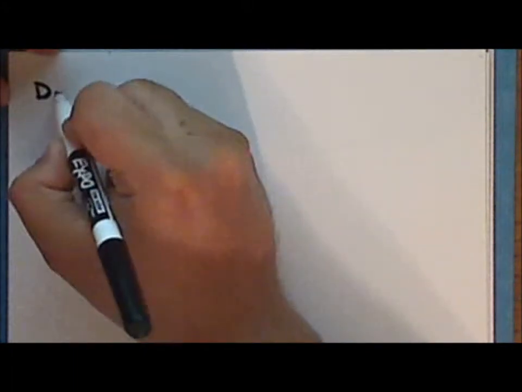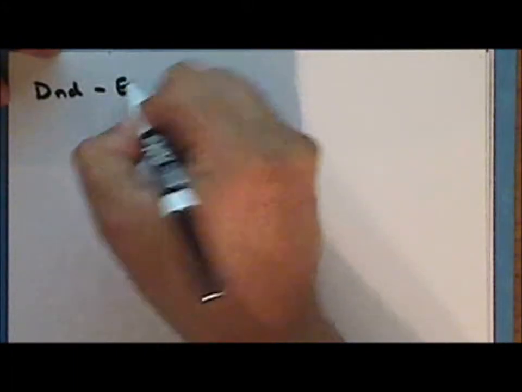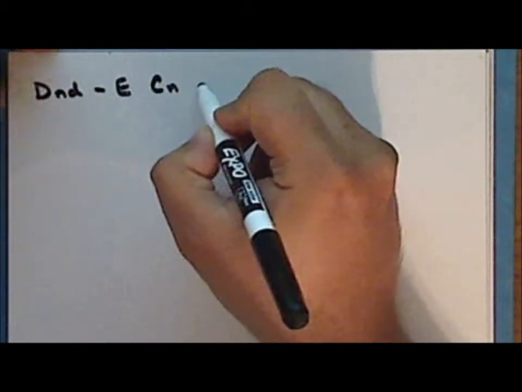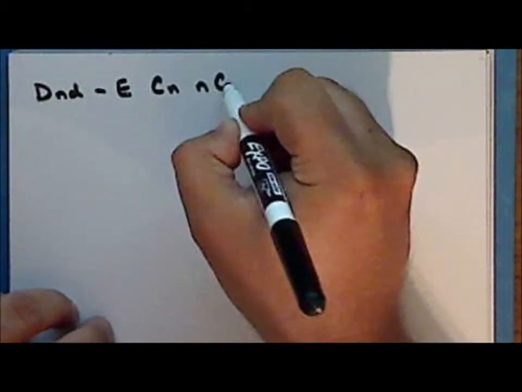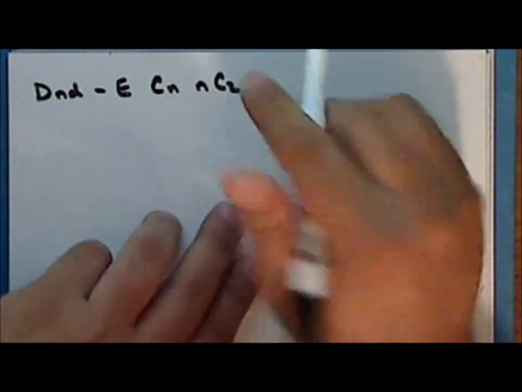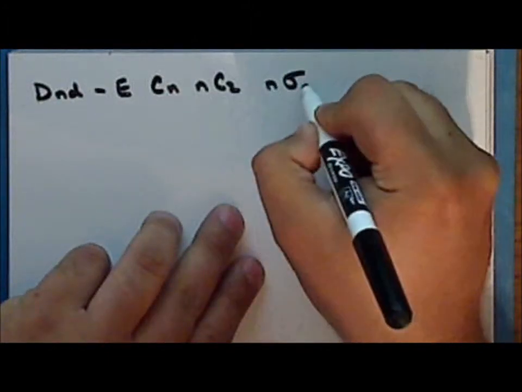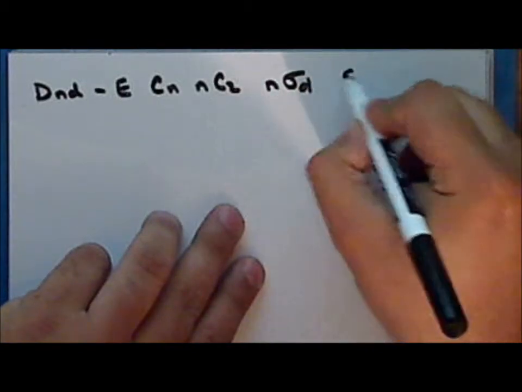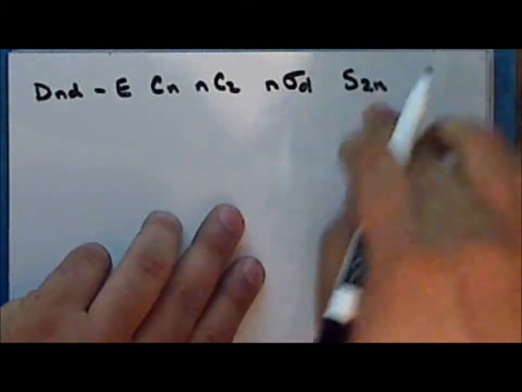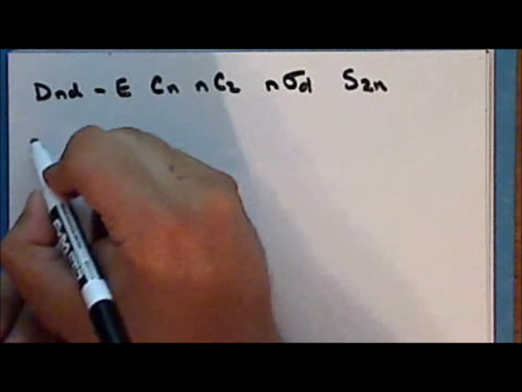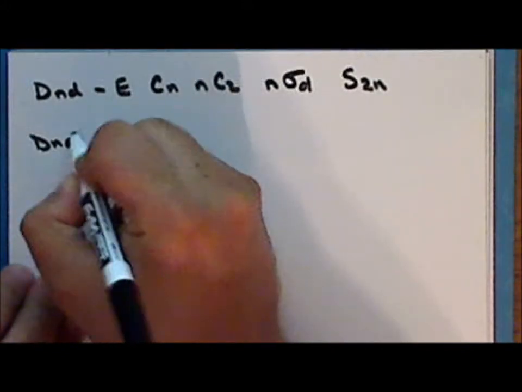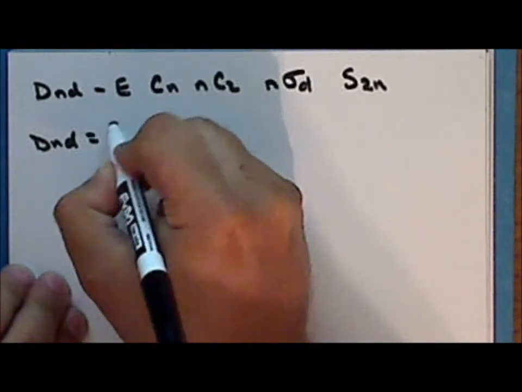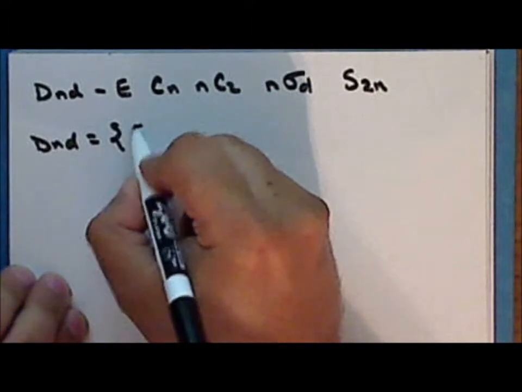Now the D_nd point group has a primary axis of rotation, C2 axes, dihedral mirror planes, and an S_2n axis. So the unique elements of the D_nd point group can be represented as follows.